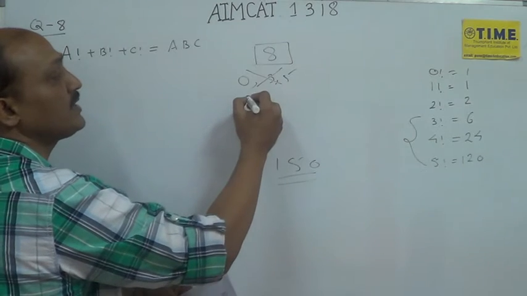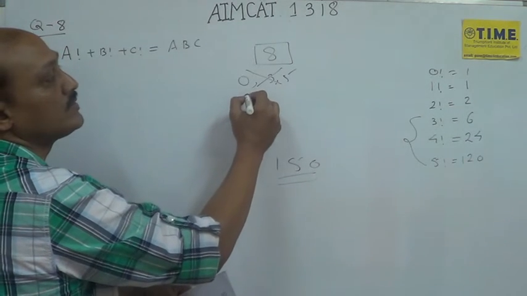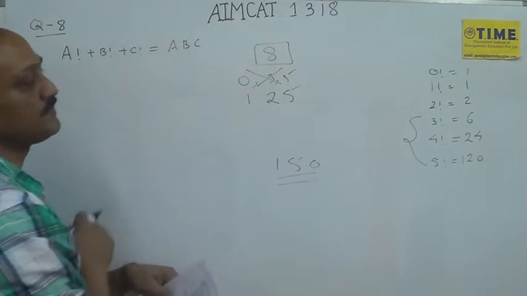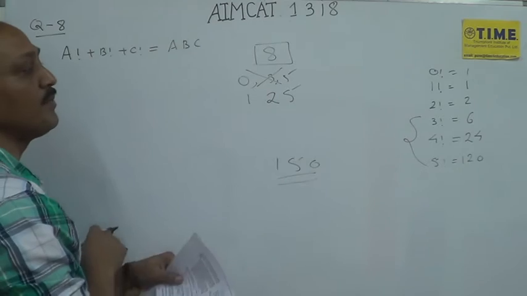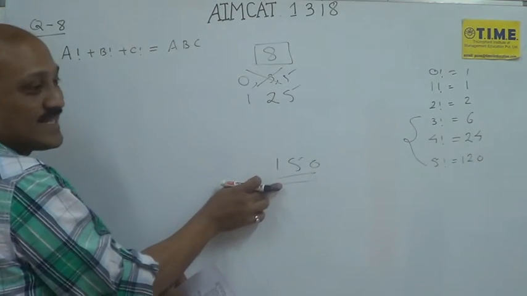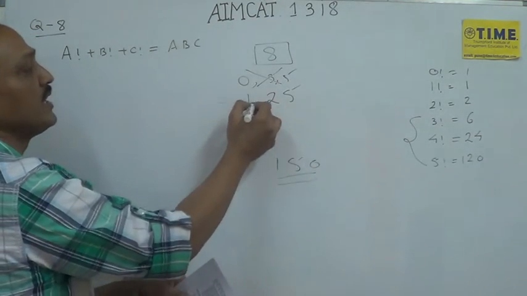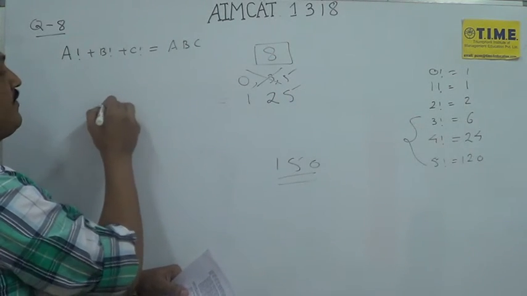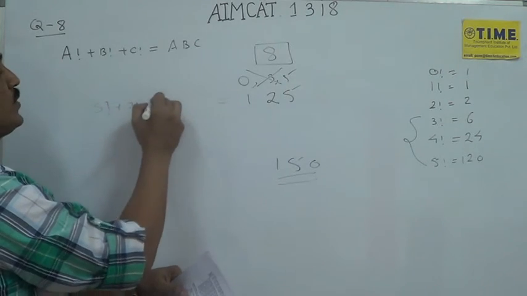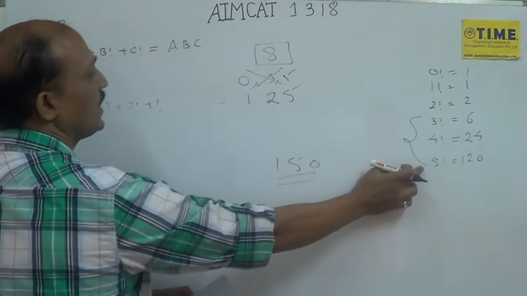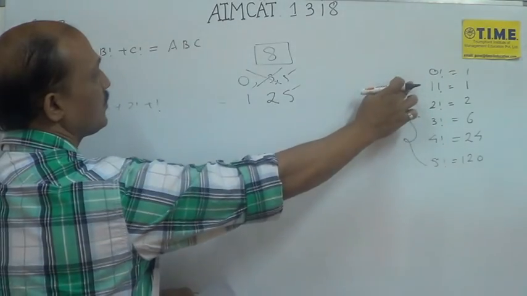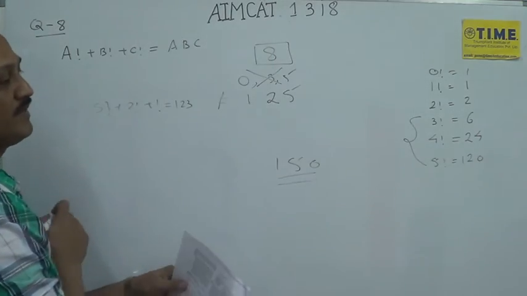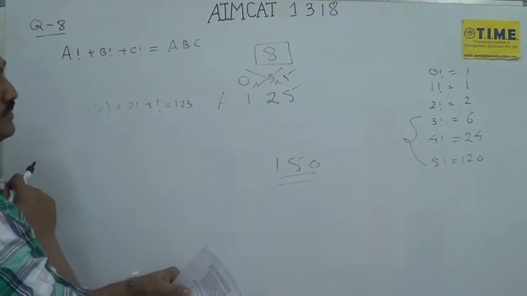The next combination I can think of is 1, 2 and 5. Now, the minimum number which I can form with these digits is 125, which is less than 150. But then the problem is, 125 on the left hand side is 5 factorial plus 2 factorial plus 1 factorial, which comes to 120 plus 2 plus 1. The left hand side is coming 123, which is not equal to 125. So, I can eliminate the possibility of this also.